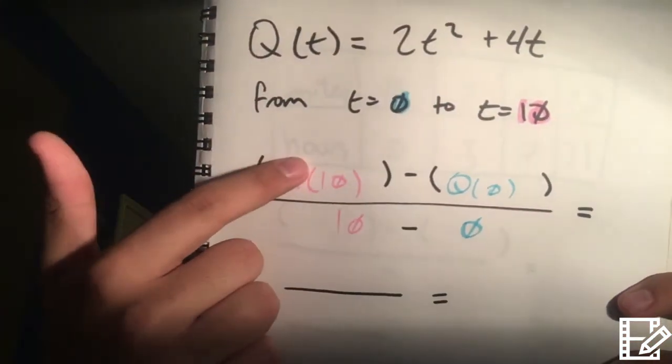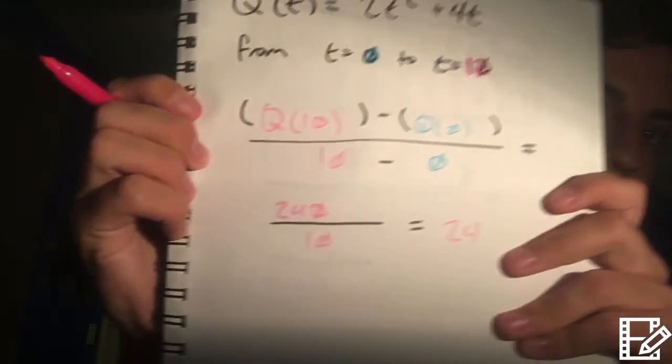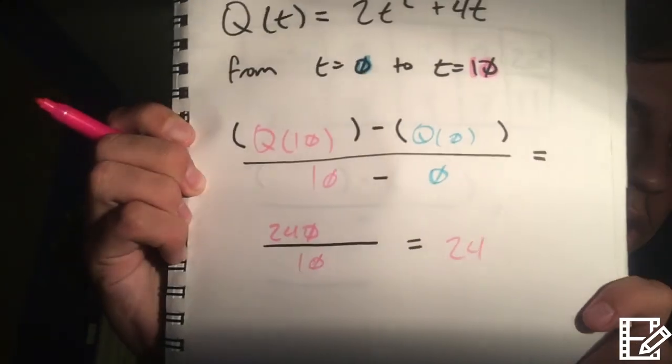So, as you can see, since it's from 0 to 10, you do q of 10 minus q of 0 over 10 minus 0. q of 10 is going to be 240, and q of 0 is 0, so it's just 240, and then 10 minus 0 is 10. 240 over 10 is 24, so the average rate of change for this would be 24.